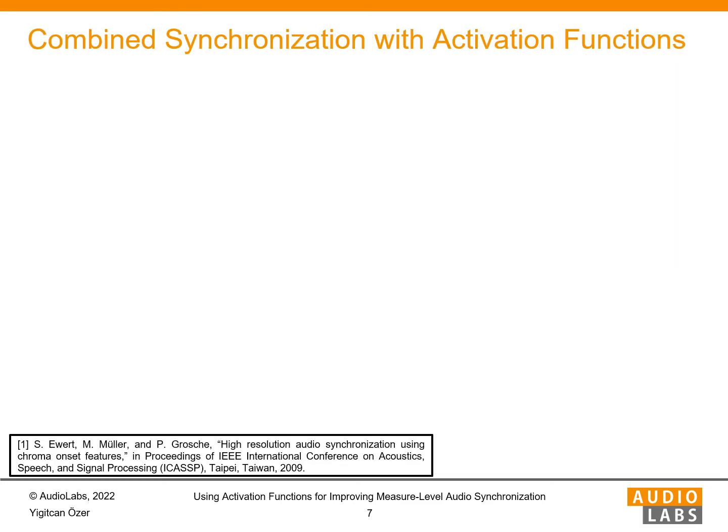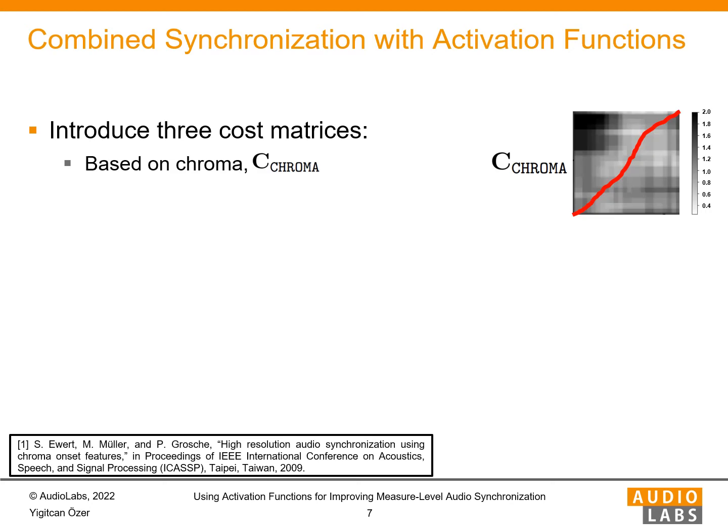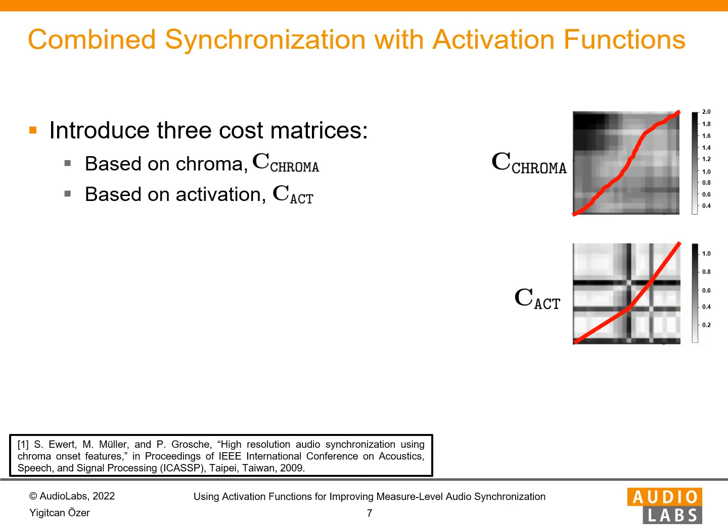Here we adapt the combined synchronization approach by Ewert, Müller, and Grosche. We first introduce three cost matrices. The first one is based on chroma. The second one is activation function based. Note that the visible horizontal and vertical grid lines of high cost correspond to high values in the first and second activation functions.